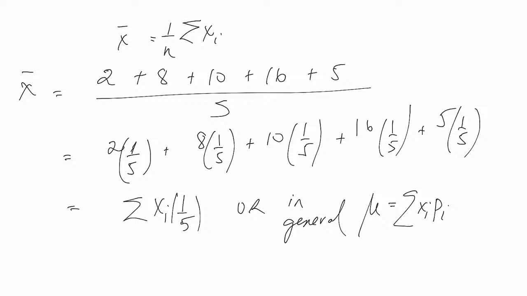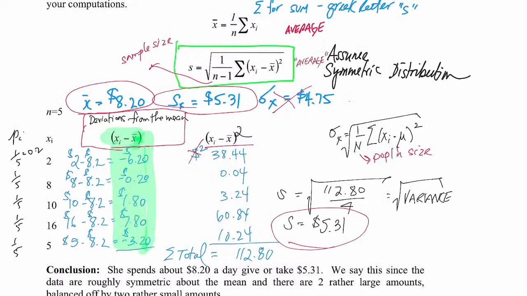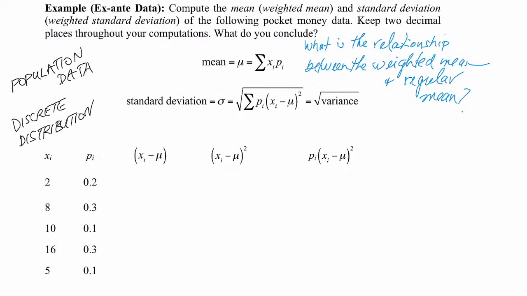Or in general, I write mu equals... Are you following what I'm saying? So this is pre-multiplying or post-multiplying each value by its weight. So I could write it like this, or I can write it like this, or in general, if the probabilities change, you have to write it like this. So that's why I write it like this. Any questions about that?